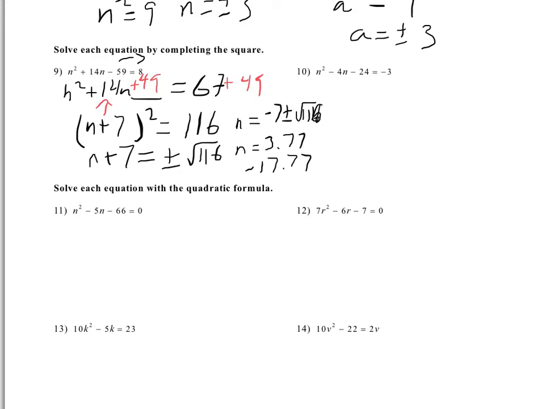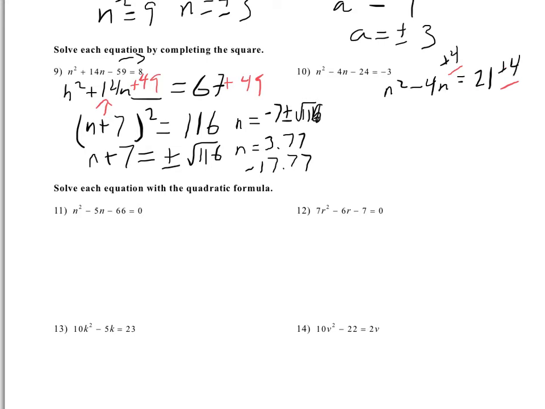add the 24 over the other side, so n squared minus 4n is equal to 21. I forgot to leave that space. Let's leave a space, leave a space. Half of 4 is 2, squared is 4, so I add 4 to both sides.